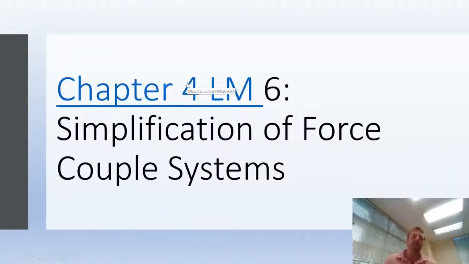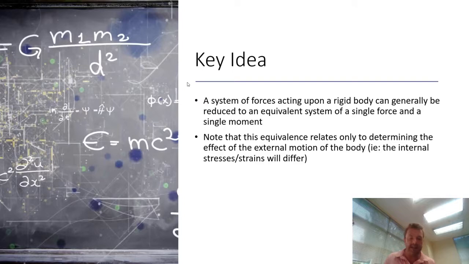So for this learning module, we wanted to look at how to simplify a system of forces and couples acting upon a body to a more simplistic representation. Now, the key idea behind this is if you have some body that you're trying to analyze its motion, and there's a bunch of different forces and a bunch of different couples which are tending to translate and rotate this body.